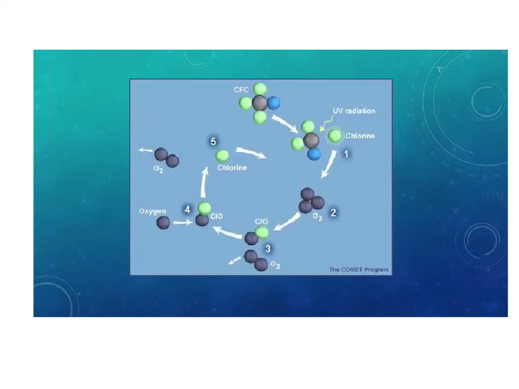And this is what it looks like. So here we've got our step one right here. We got the introduction of, this is a CFC here. This is a CFC. UV radiation breaks the chlorine molecule off of that CFC, right? The chlorine molecule floats around until it encounters ozone. There's our ozone right here, right? And then the chlorine rips an oxygen off of the ozone molecule to create chlorine monoxide and diatomic oxygen. So the ozone's just been destroyed, all right?